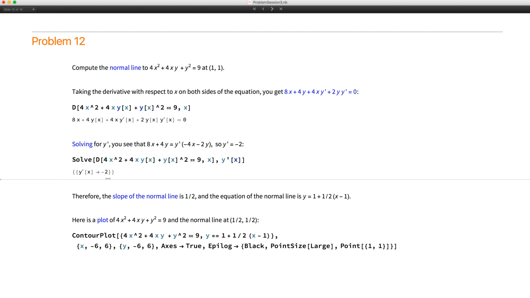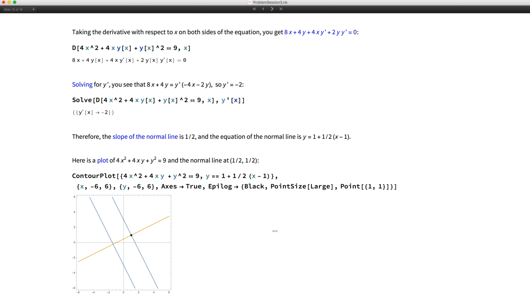So the slope of the normal line will of course be 1/2 because it is perpendicular to the tangent line. So that's the equation of the normal. And then you can plot the curve and the normal. And in fact, this curve is just a pair of straight lines, and that's why you have a constant slope for the curve. And the normal line, of course, is perpendicular to the curve, so that's the normal line.